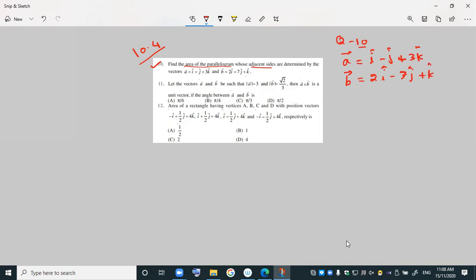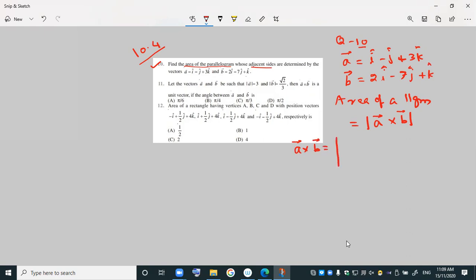So the area of a parallelogram when the adjacent sides are given is equal to the magnitude of A cross B. Okay, so find A cross B.